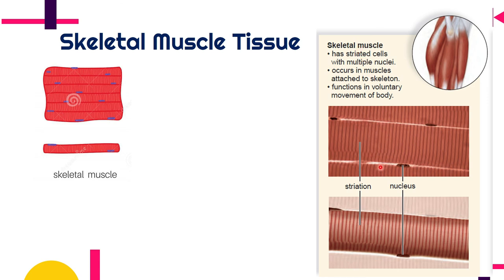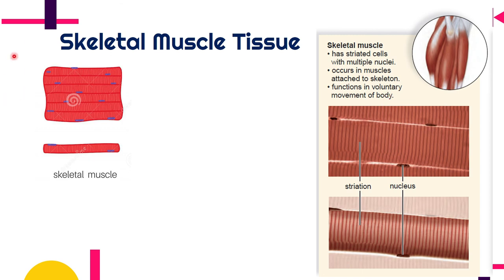So, these are the lines or the stripes. And each skeletal muscle cell, you can see, is elongated, no? More like one fiber. And one skeletal muscle cell is composed of multiple nuclei. So, it has more than one nucleus, or it has several nuclei. So this is the only type of muscle tissue that you can control voluntarily.